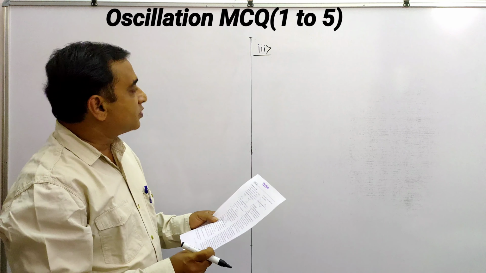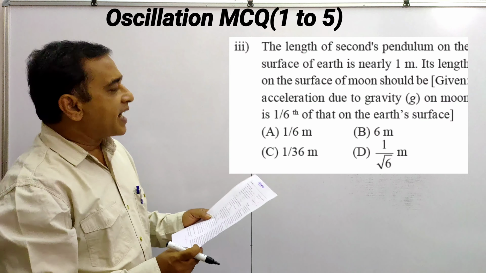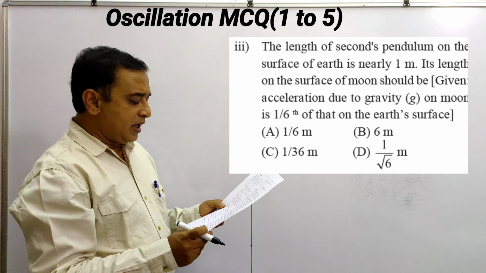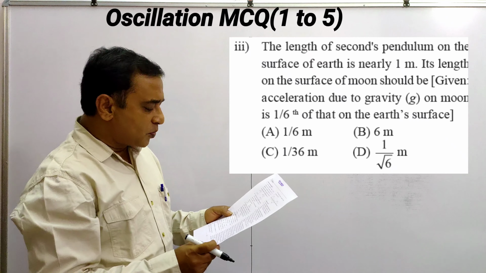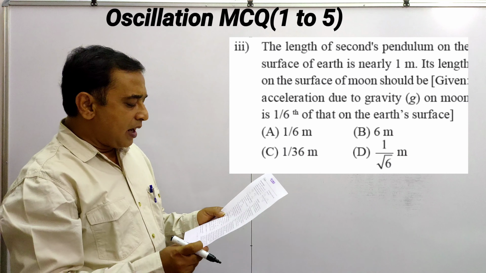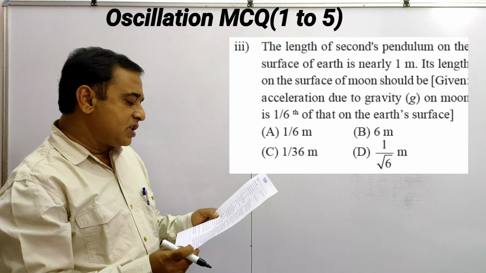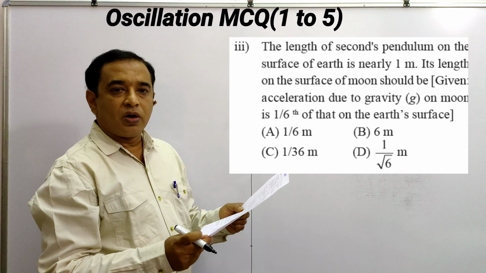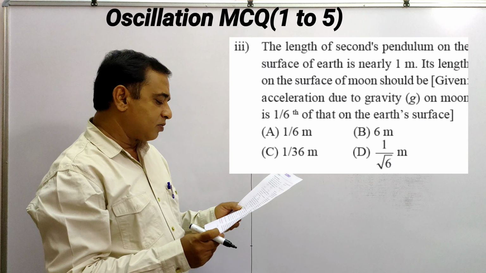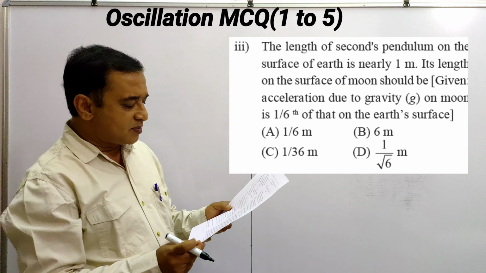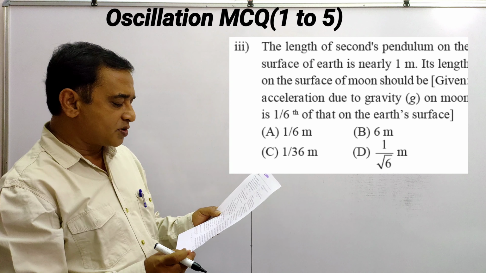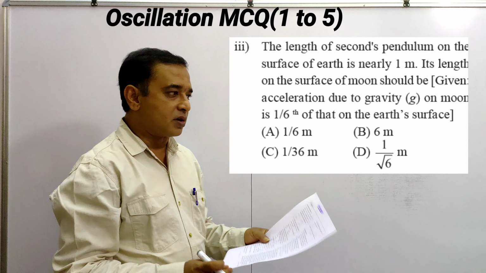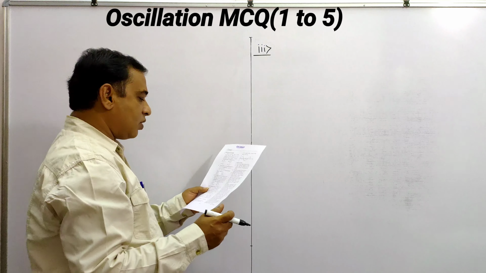Here we have MCQ number 3. The length of seconds pendulum on the surface of the earth is nearly 1 meter. Its length on the surface of the moon should be, in bracket it is given, acceleration due to gravity g on the moon is 1/6 of that on the earth's surface. So which are the correct options? We need to choose one of the options. First option A is 1 by 6 meter, B option 6 meter, C option 1 by 36 meter, and D option 1 upon under root of 6 meter. So let us work on this one.